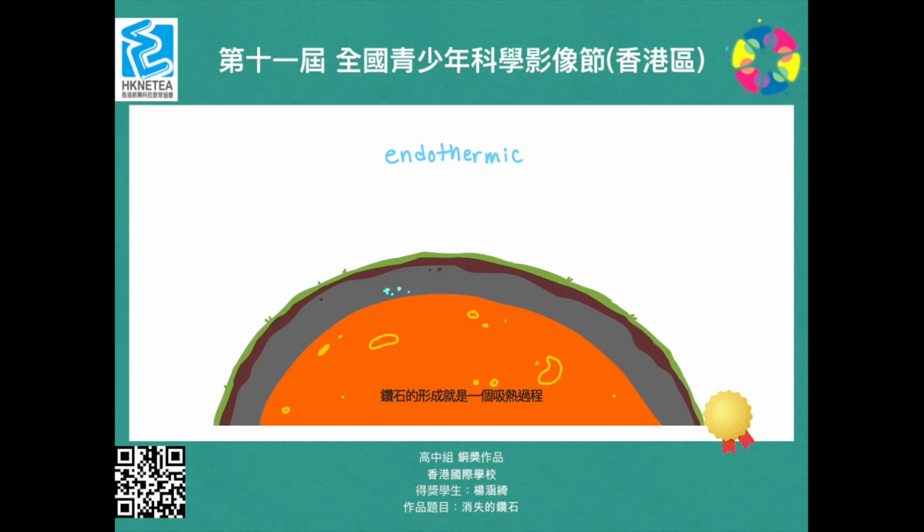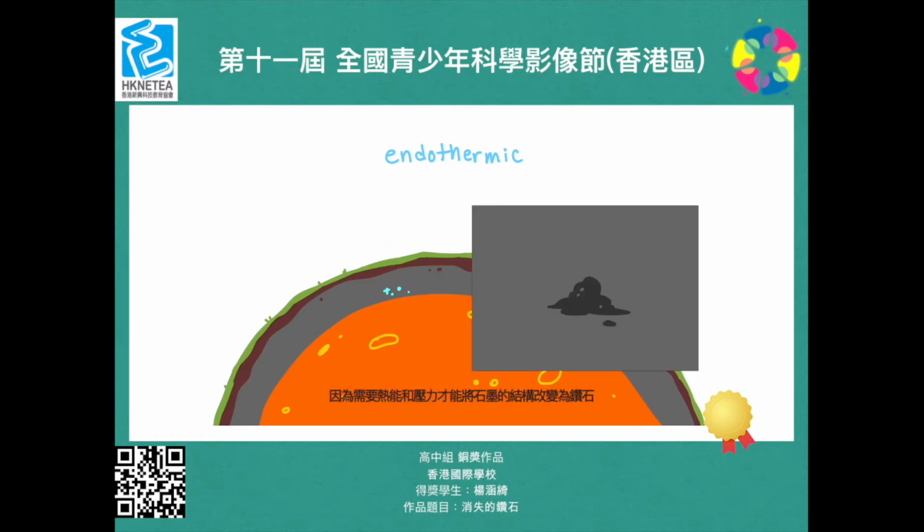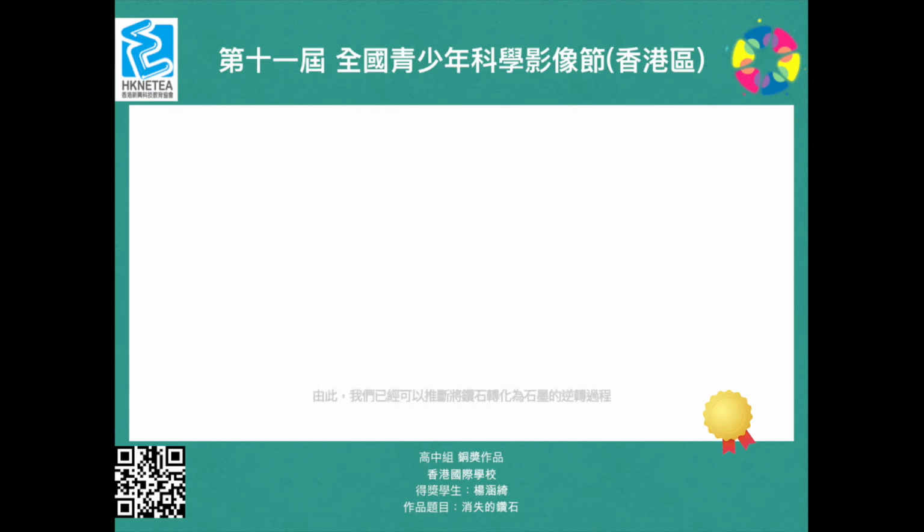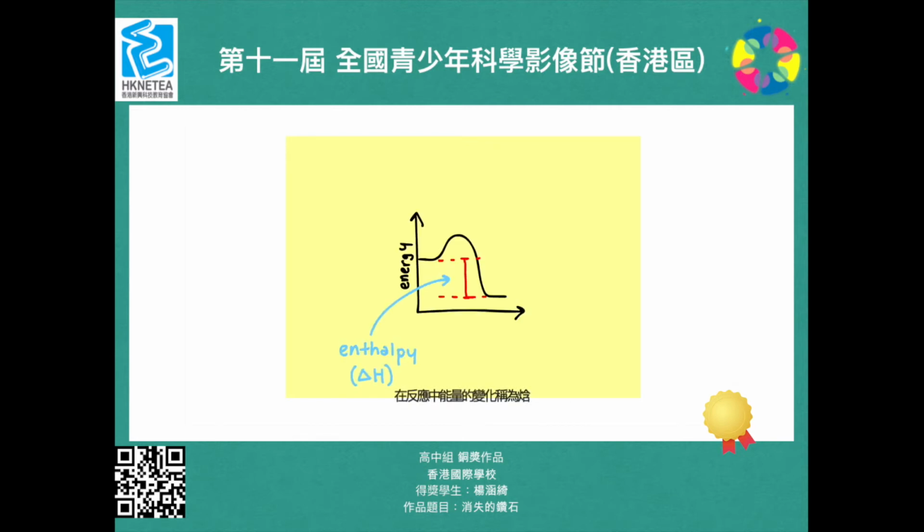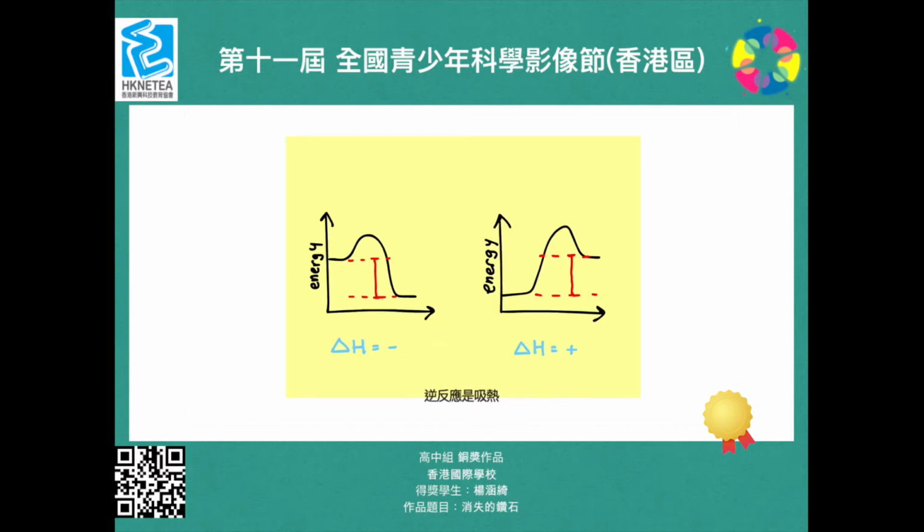The formation of diamond is an endothermic process, as heat and pressure is required to change the structure of graphite to diamond. From this, we can already infer that the reverse, converting diamonds back to graphite, is an exothermic process. But let's take a look at the numbers. The change in energy of a reaction is called enthalpy. In an exothermic reaction, enthalpy is negative. The reverse reaction would be endothermic, with the same enthalpy magnitude, but positive. In nature, exothermic reactions tend to be favored.